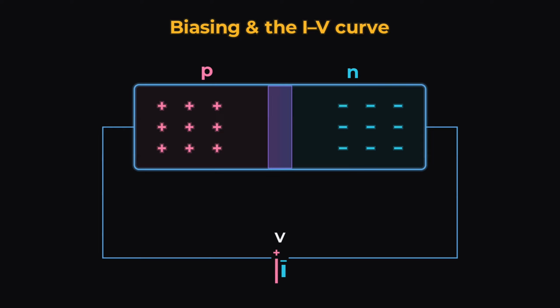Forward bias pushes majority carriers toward the junction. It partly cancels the built-in field and narrows the depletion region. Carriers then cross more easily, and current rises. Reverse bias pulls majority carriers away from the junction. It reinforces the built-in field and widens the depletion region. The majority current is suppressed.